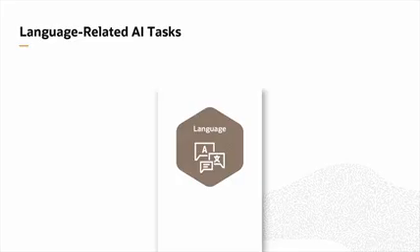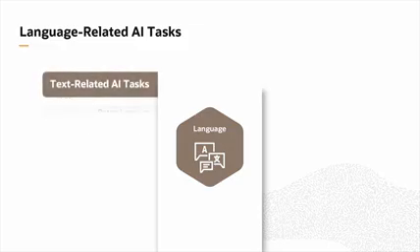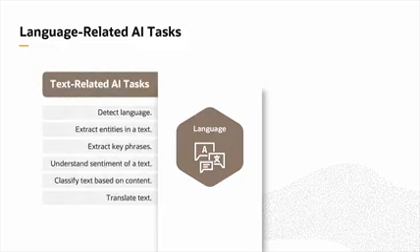Text-related AI tasks use text as input, and the output can vary depending on the task. Some examples include detecting language, extracting entities in a text, or extracting key phrases, and so on. Consider the example of translating text. There are many text translation tools where you simply type or paste your text into a given text box, choose your source and target language, and then click Translate.